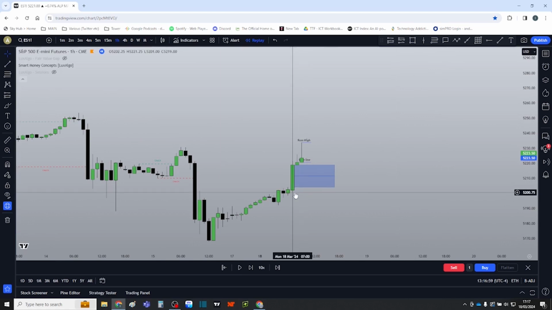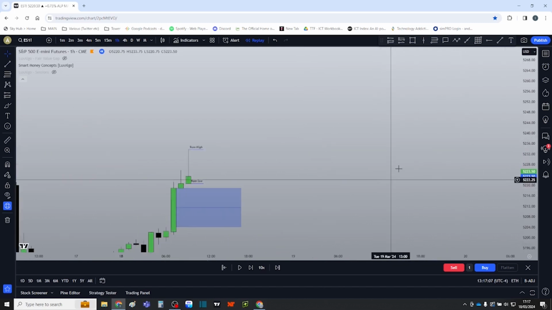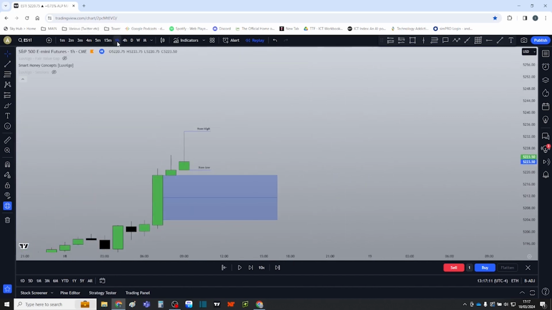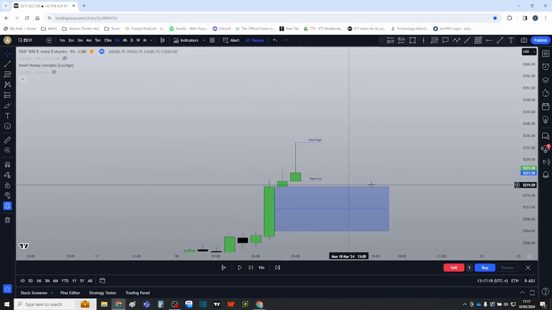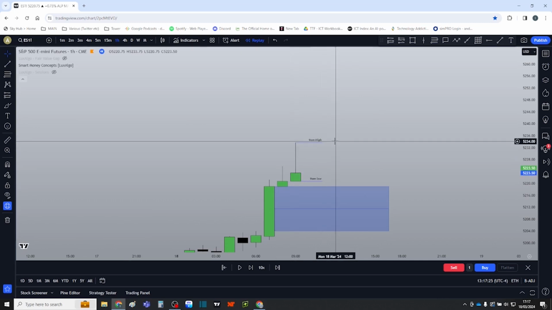The date is the 18th of the 3rd, so this is a trade I took today, live. Let's have a look at what I look for and where I go. First and foremost, I go on the 1 hour time frame on the E-mini futures, and I'm looking for the high and low of the 9 a.m. candle. This is the candle that runs between 9 o'clock and 10 o'clock. I mark out the high and I mark out the low.